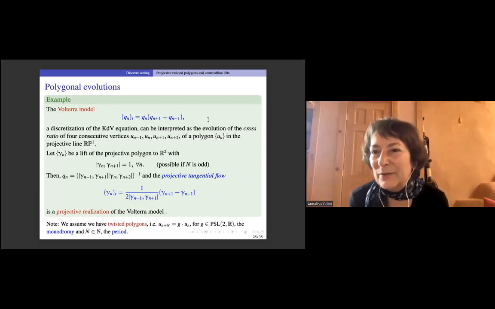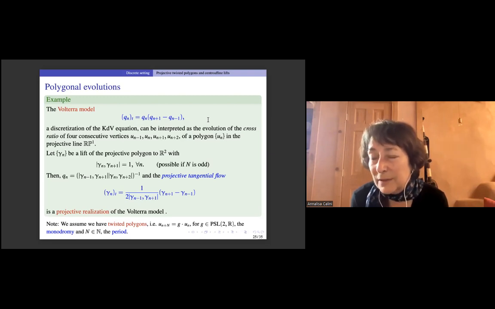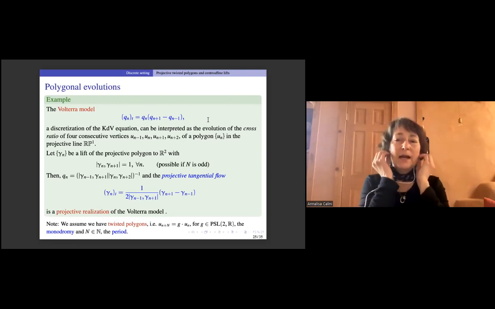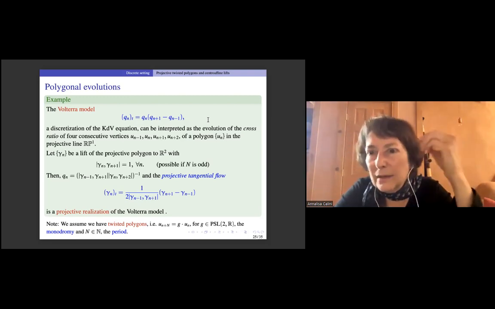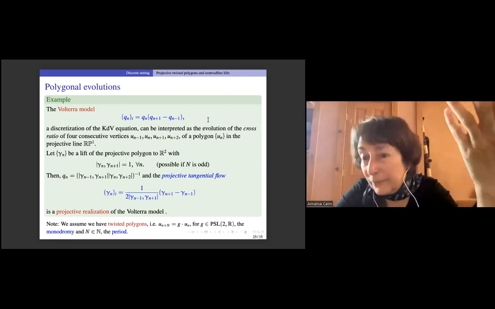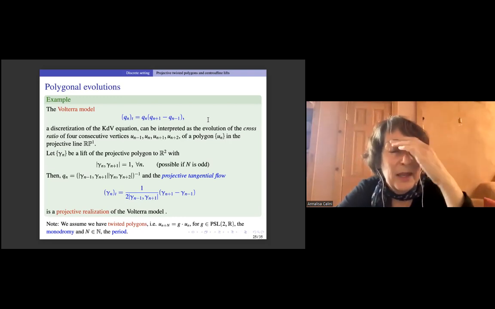So you can think of a sequence of points in RP1, and that Q actually represents the so-called cross ratio of 4 consecutive vertices of these polygons. Now think of the cross ratio as pretty much the unique invariant under linear fractional transformation. We are in a very, very small dimension here.